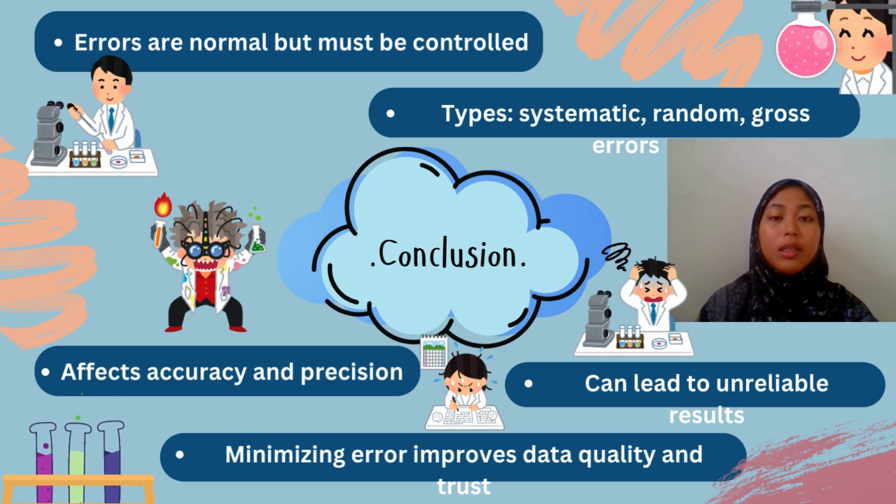That is why it is important for us to understand where these errors come from, how these errors affect our measurement, and how we can reduce these errors. By minimizing errors, we improve accuracy, precision, and overall trust in the results.